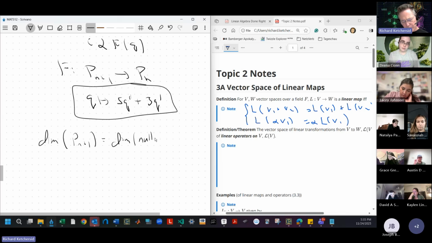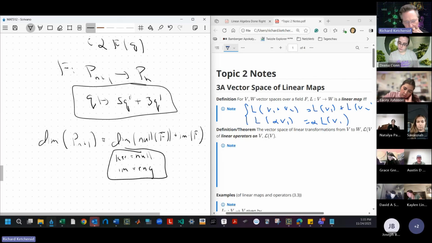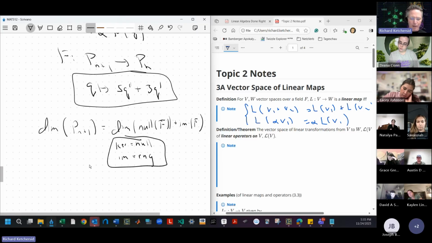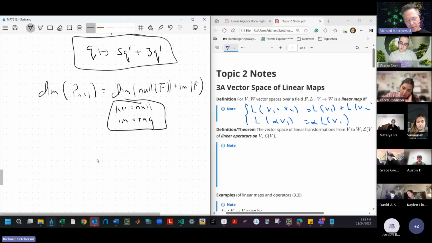By the way, I write kernel most of the time, and this is f here in this case, plus the image of f. Your book calls it range, so maybe I should make that clear: kernel equals null in my book, and image equals range. They're all common. Kernel's more common, especially later on, but for some reason this book loves null and range instead of image. But they're both common.